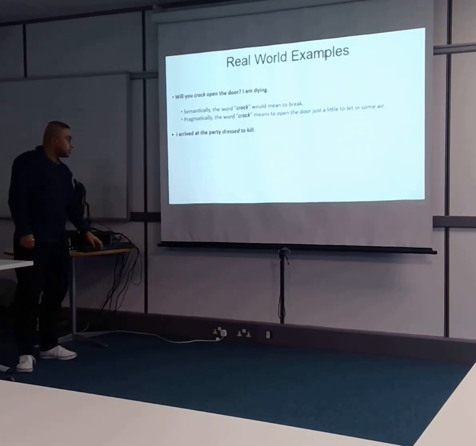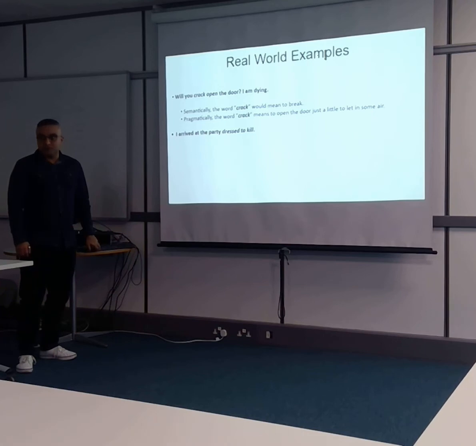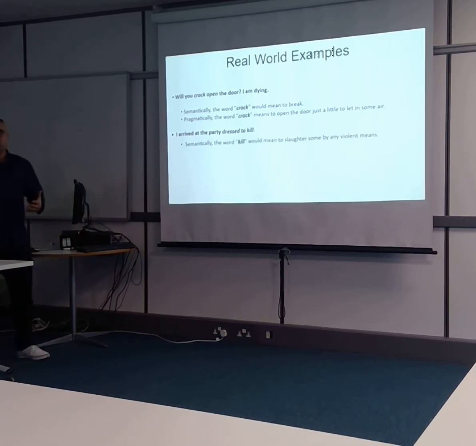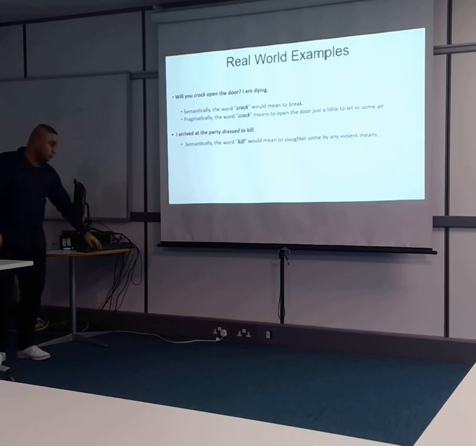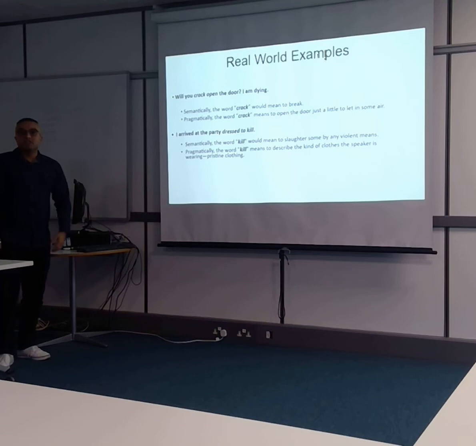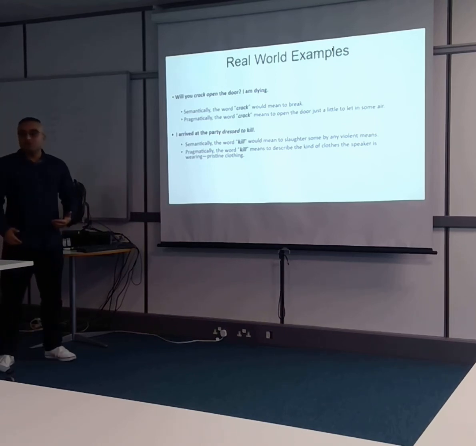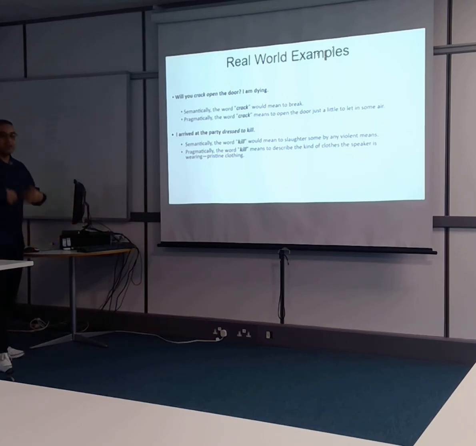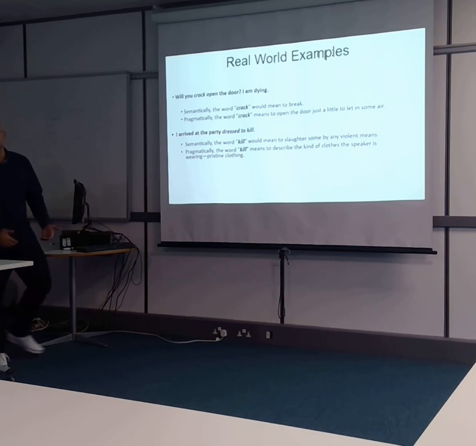The second sentence says, "I arrived at the party dressed to kill," which basically means, semantically, the word kill means to cause death, to remove somebody from life by violent means of slaughter. Pragmatically, the word kill means basically to impress a group of people at a party, so the person will stand there, be the belle of the ball or the stud of the ball, whatever the quotation word is, via immaculate, pristine, or tip-top clothes.